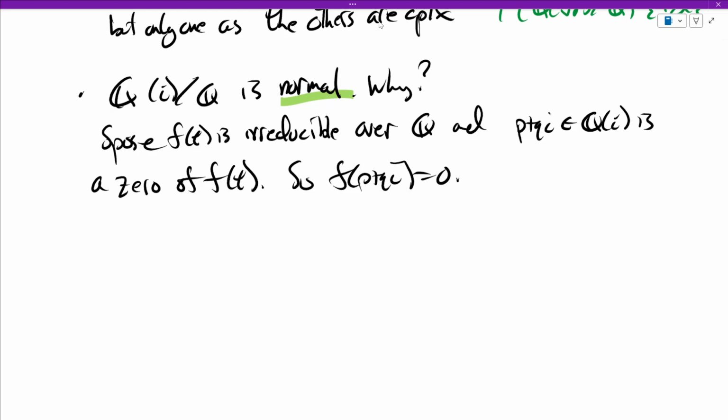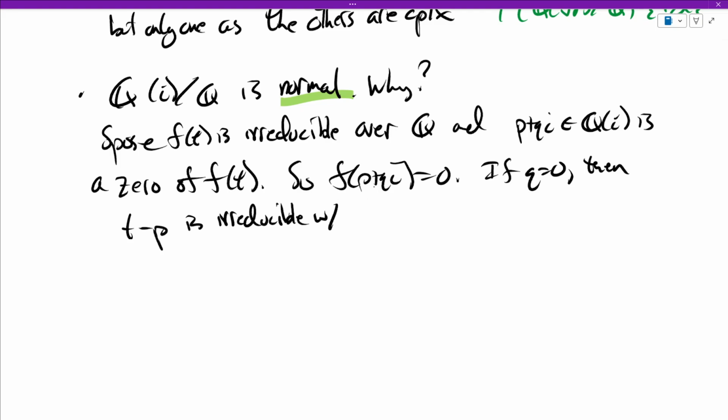Now, some things can happen here. If q is 0, then t minus p is irreducible with p as a zero. But since f is irreducible with p as a zero, in fact, this is the minimal polynomial of p, this tells us that f has to be a multiple of t minus p. Right, because they're both irreducible with p as a zero, so they're both related to the minimal polynomial, so they have to be multiples of each other.